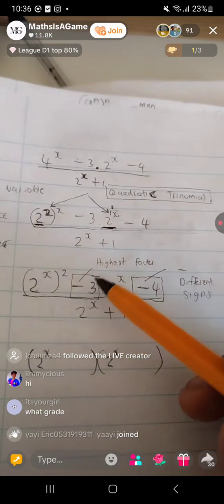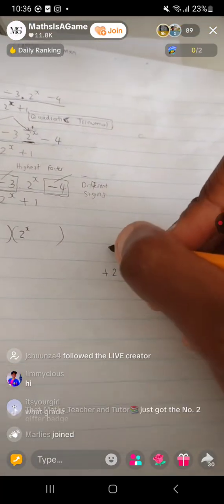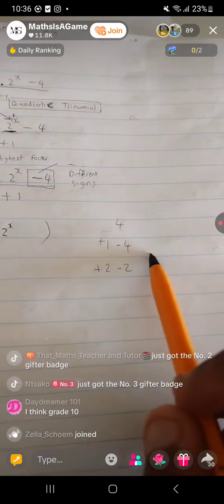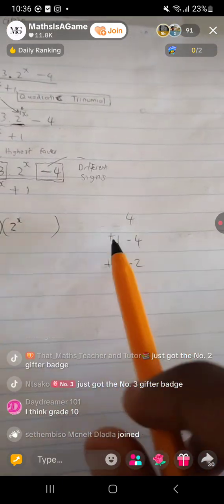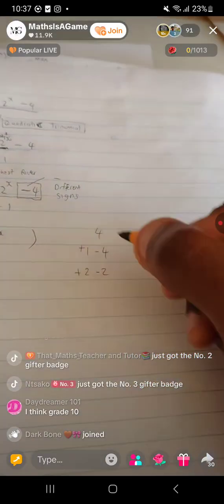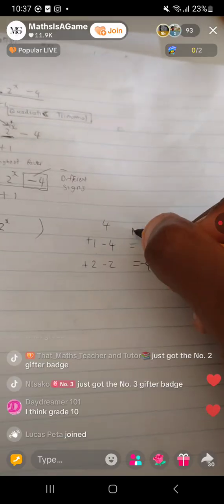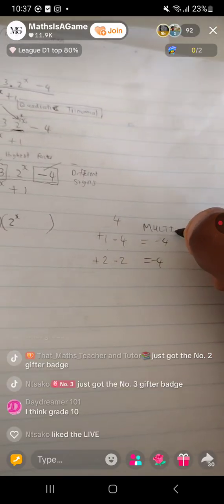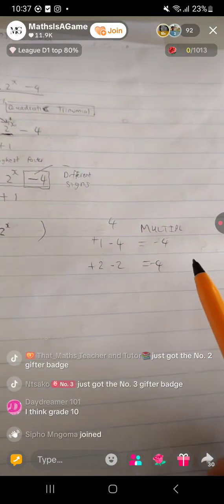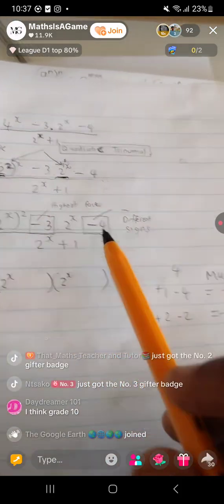The highest factor we said is going to have a negative sign. The other one has a positive. So which one, when I add together, because the multiplication of these two, or the multiplication of these two, will both give me negative 4. So we have no problem with the last term. Multiplying will give me the last term. But which one, when I add, will give me negative 3?